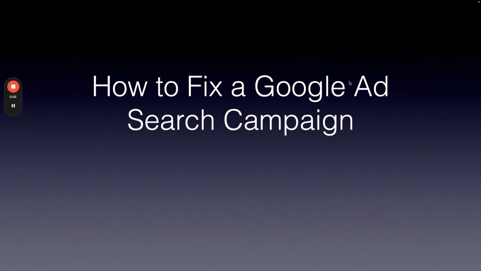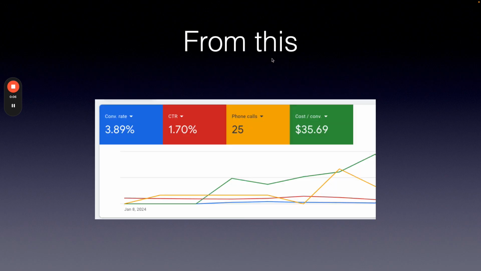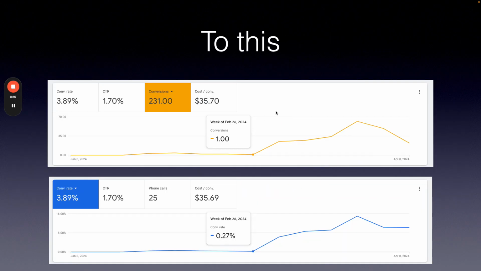Hello, welcome to How to Fix a Google Ads Search Campaign, where the goal is to take you from this to this. We can see here the conversions went up from this week and week of, that's when I started working with this particular client that I took these screenshots from. February 28th, they had one conversion, took them all the way up to almost 70, and then we pulled back a little bit after that.